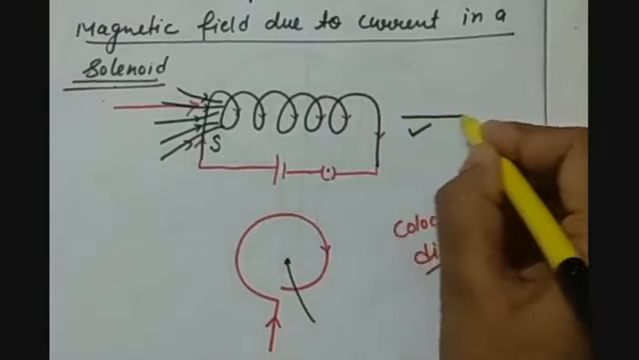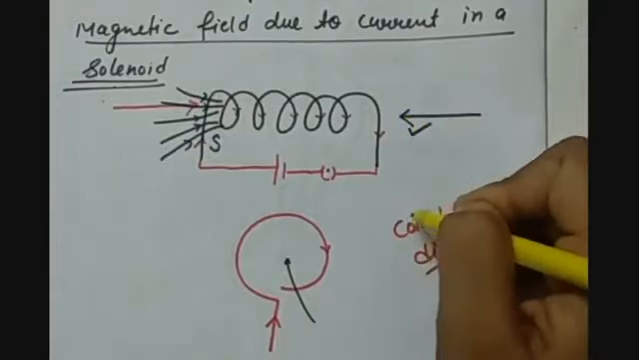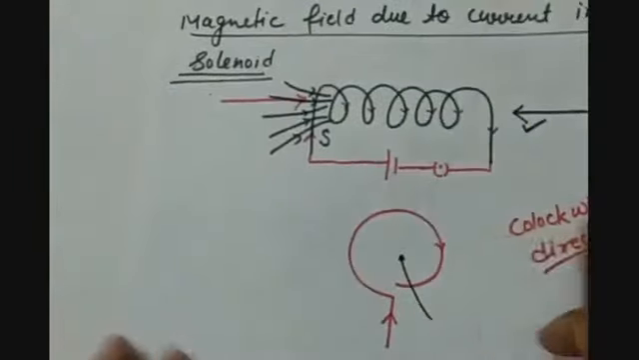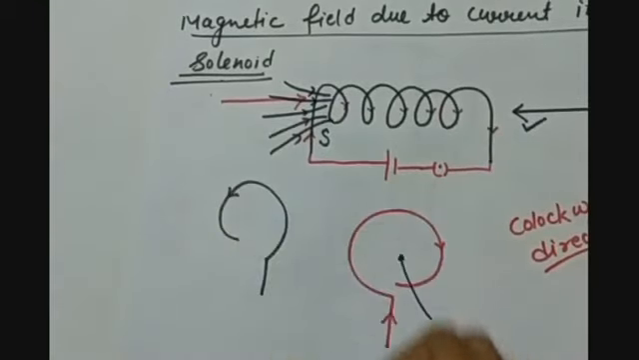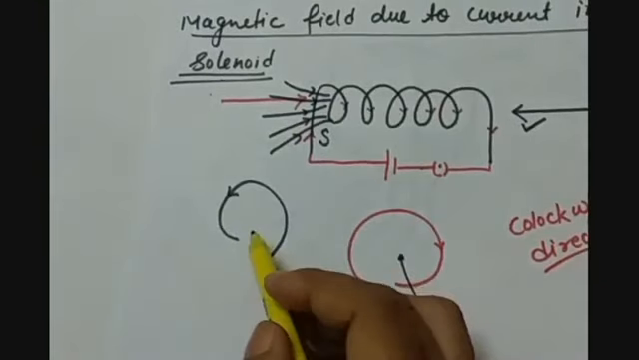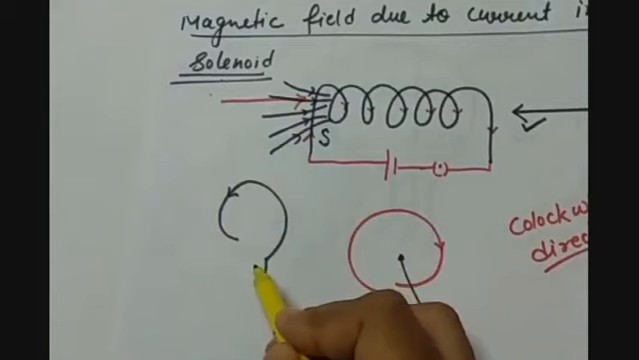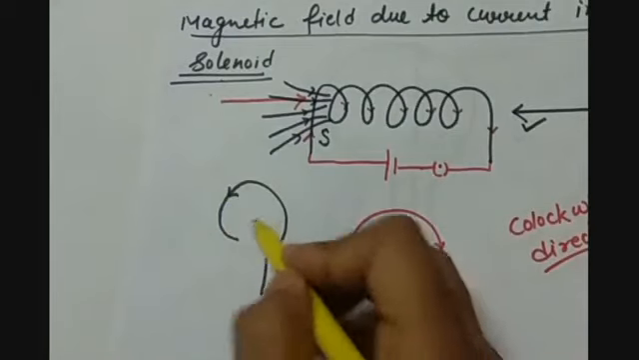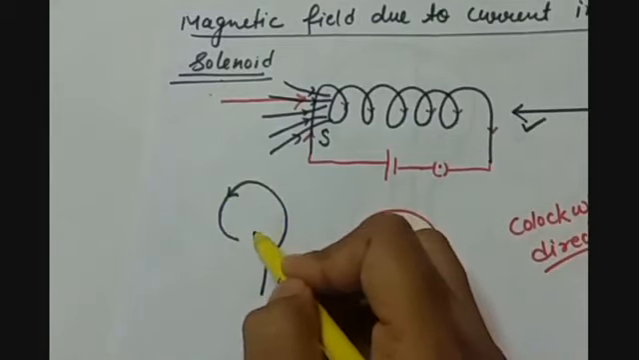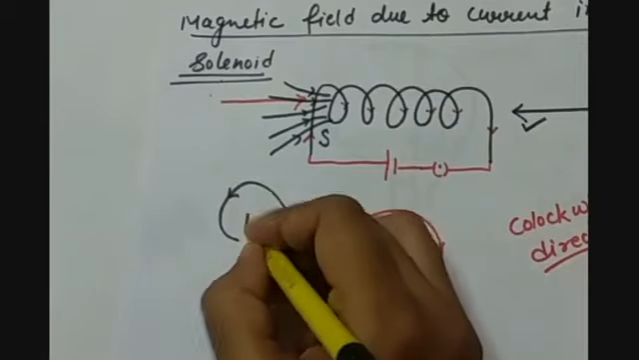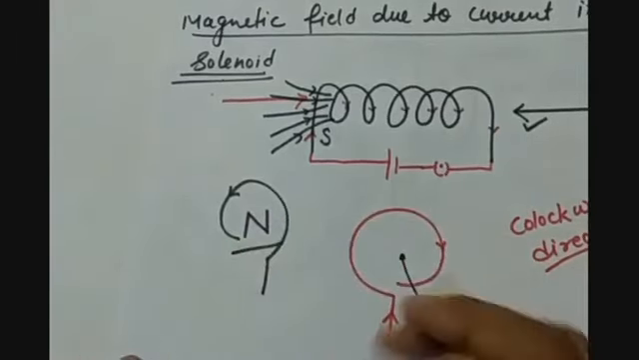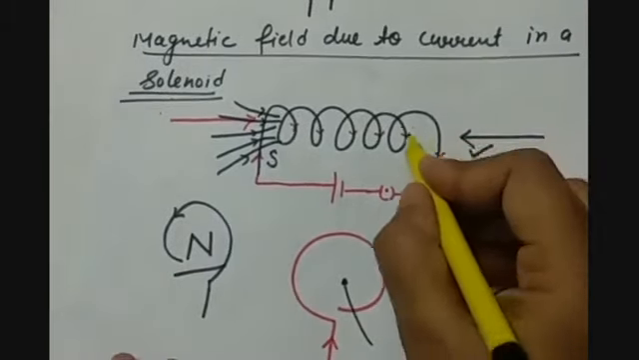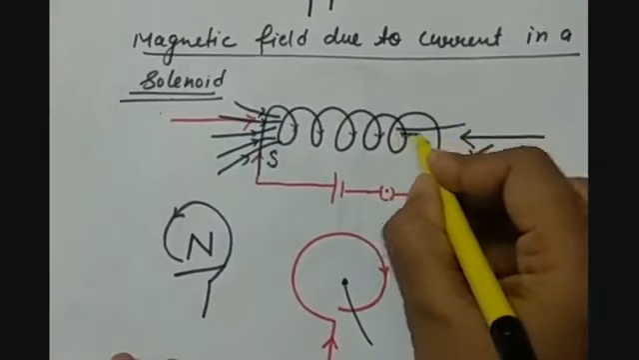Now let us see this face. If we are in front of this face, then we understand that the current is flowing in anti-clockwise direction. So we know that when the current is flowing in anti-clockwise direction, that face of the circular wire is behaving as the north pole of the magnet. So from here, the magnetic field lines will emerge out.